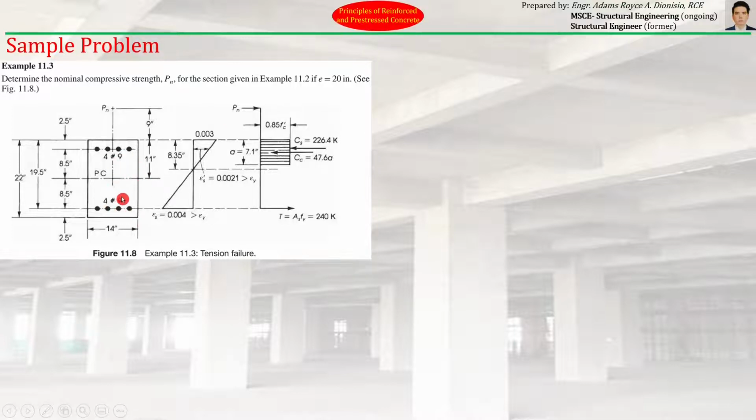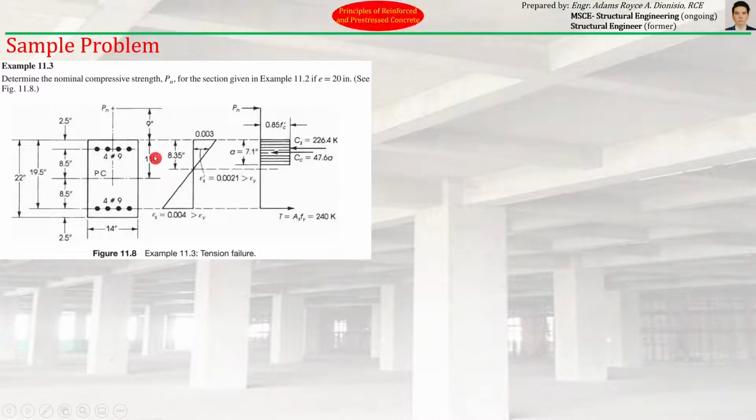We still have a 14 inches by 22 inches section with reinforcements. Meron kang 4 number 9 on both sides. So, you can easily see na symmetrical naman yung section natin. Therefore, yung plastic centroid, basically, nasa gitna lang, 11 inches. Kasi 22 divided by 2, nasa gitna lang malamang yung plastic centroid niya, 11 inches from either edge.